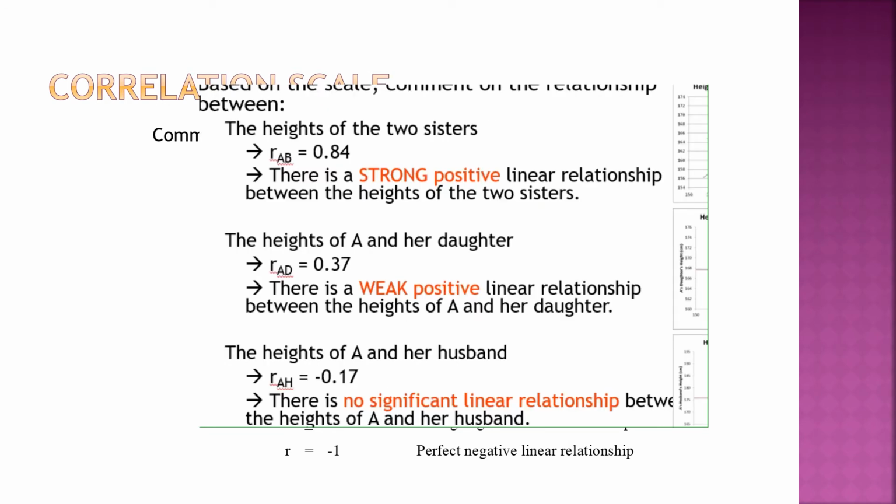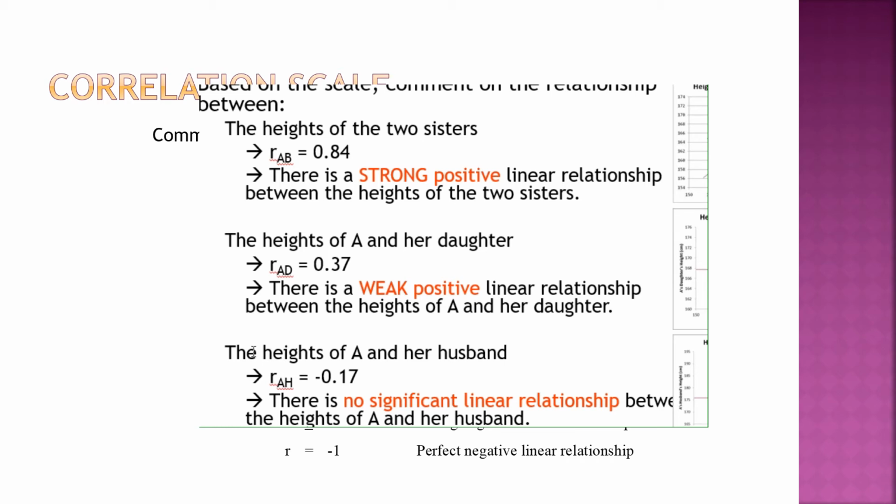Okay, so moving on. Just now we did the calculation, right? So now we are going to use the same data again, and we're going to comment. Between the heights of 2 sisters, the first one that you did, if you calculated it correctly, you will get 0.84 as your R. Where is 0.84? If you look at the scale I gave you just now, 0.84 falls in strong. So there is a strong positive linear relationship between the heights of the 2 sisters. If you look at A and her daughter, it is 0.37, isn't it? Where is 0.37? Weak positive linear relationship.